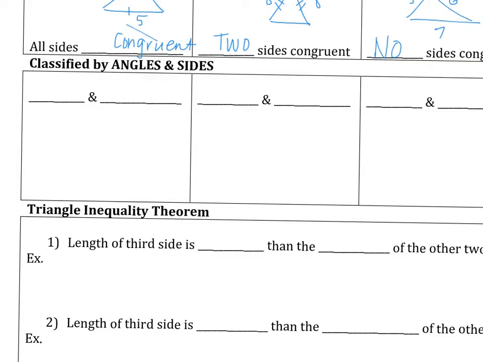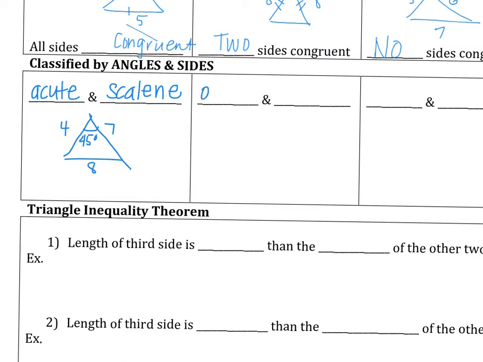Now let's classify by angles and sides. So if we have a triangle that is acute, that's its angle, and its side is scalene, then that means it would be something like this. 4, 7, 8, which means its sides are not the same, and this would be 45 degrees, or some measure less than 90. All of its angles have to be less than 90 degrees. None of its sides can be the same.